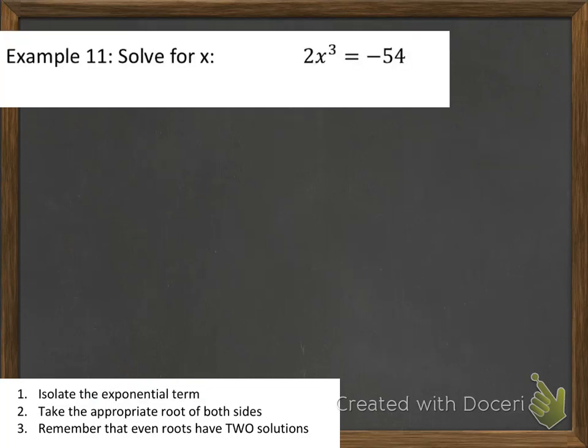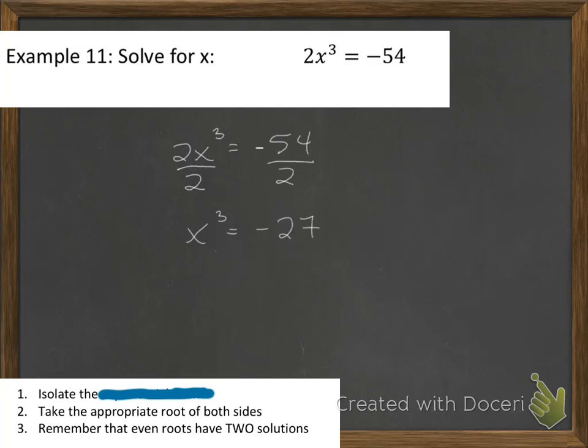All right, example 11. Oh my goodness. All right, so once again, we want to isolate not the exponential term, but the term that contains the exponent. So 2x cubed equals negative 54. So I'm going to divide both sides by 2, and we get x cubed equals negative 27. Oh, I forgot to do the thing. So how many solutions do we expect to find? Well, we expect to find one solution.